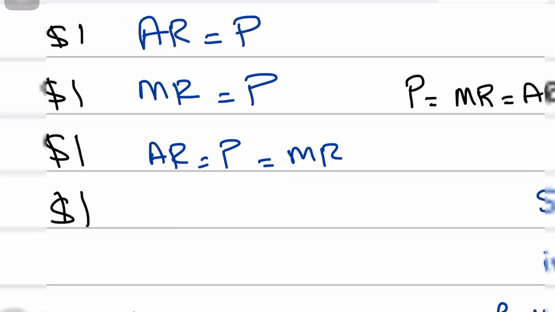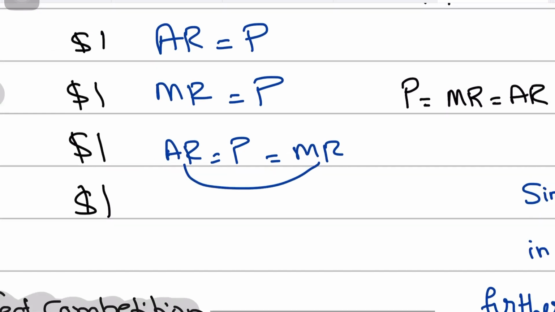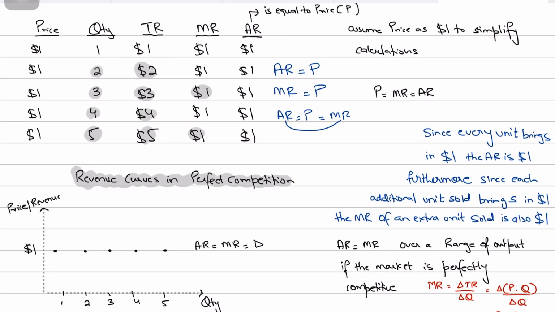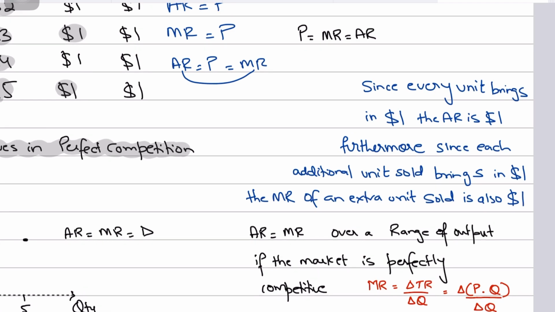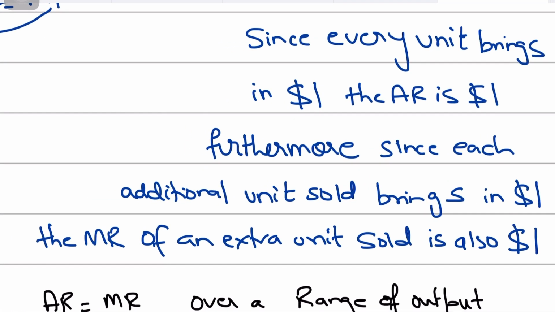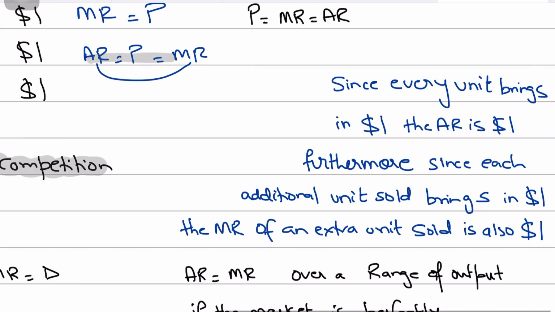Understood, guys? And I'll prove this mathematically as well. There's another way that I've written it below. Since every unit is bringing in $1, the average revenue is $1 as well, right? Which simply means that since $1 is the selling price, average revenue is equal to the selling price.